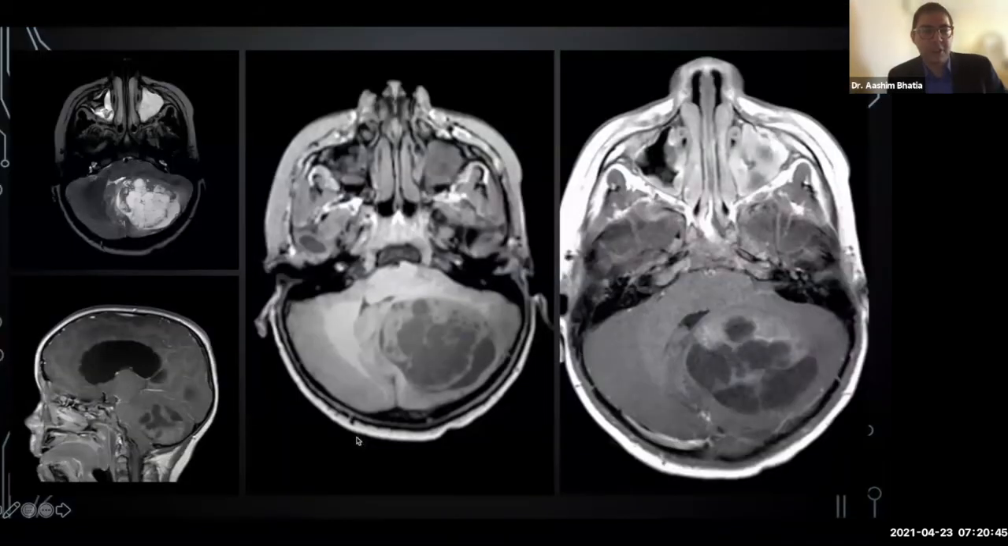But pilocytic astrocytomas don't always follow the classic imaging presentation. In this case, there's more of a heterogeneous tumor, with little cystic components throughout. So here's your T2, heterogeneous appearing, with heterogeneous enhancement throughout. And again, a heterogeneous appearance with well-defined borders still. So don't be fooled by the multi-cystic component to it. It's still well-defined, and still more commonly will be a pilocytic astrocytoma, which it was in this case.